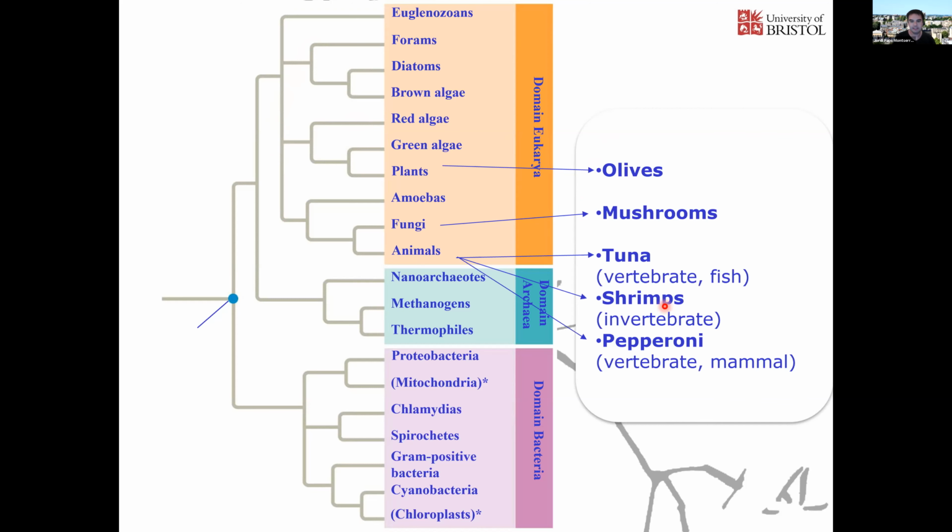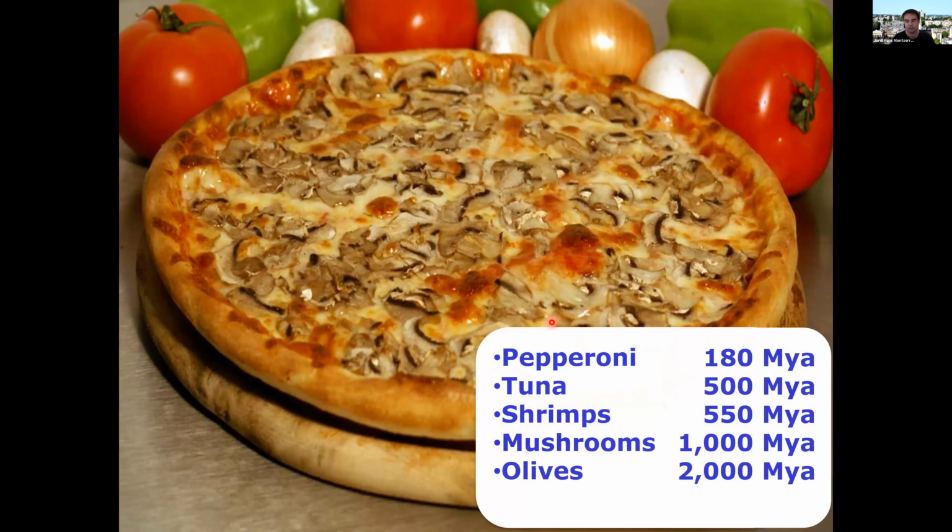All right, let's see, how did you do? So basically, pepperoni: you share a last common ancestor with pepperoni, which is made out of pork, of pigs, 180 million years ago. And you have tuna, which is a fish, which is a vertebrate, and you share a last common ancestor 500 million years ago. Shrimps are arthropods, and we share a last common ancestor with them 550 million years ago.